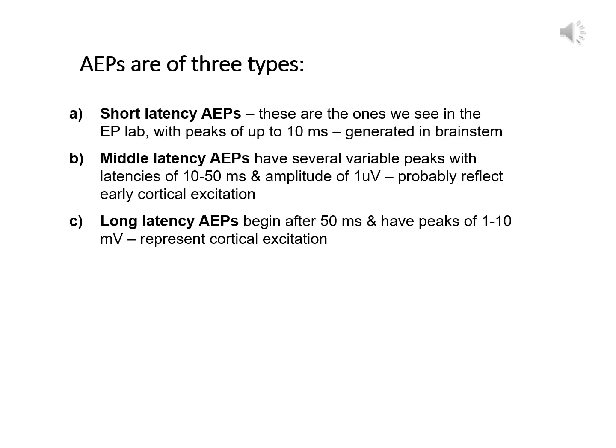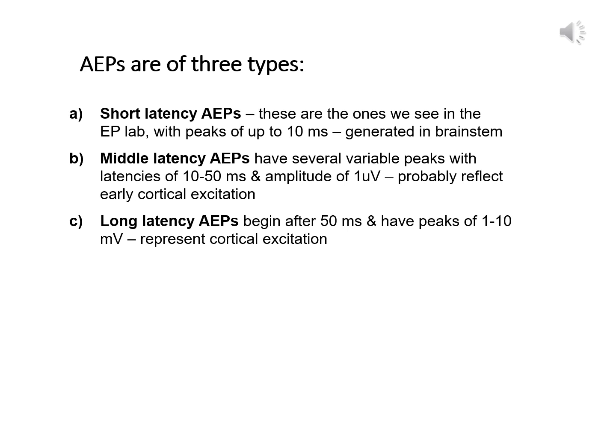There are three types of auditory evoked potentials. The first type are short latency auditory evoked potentials, and these are what we see in the clinical EP lab. And so these are the ones that are generated in the brainstem that have peaks 1 to 5 and have a very short latency. They occur within 10 milliseconds.